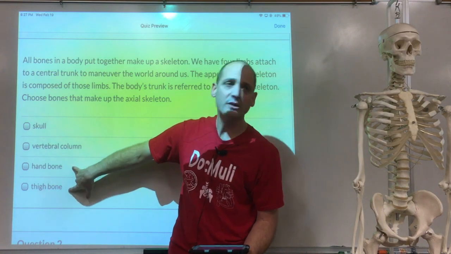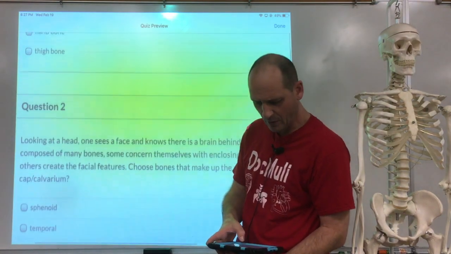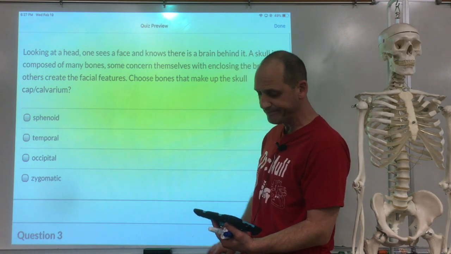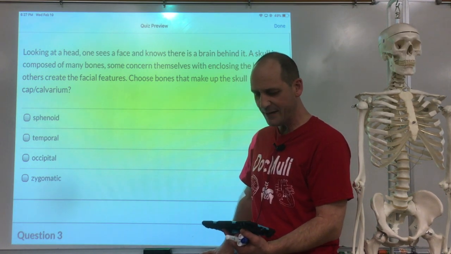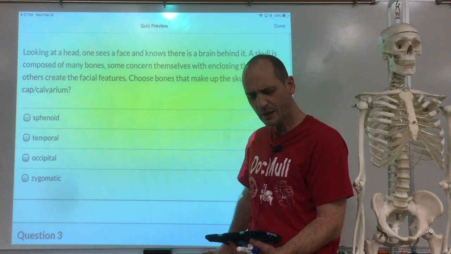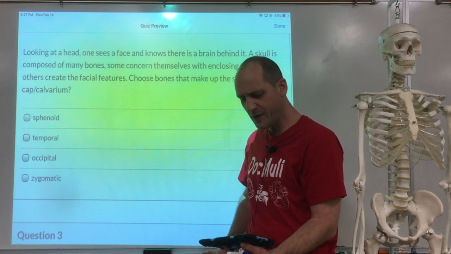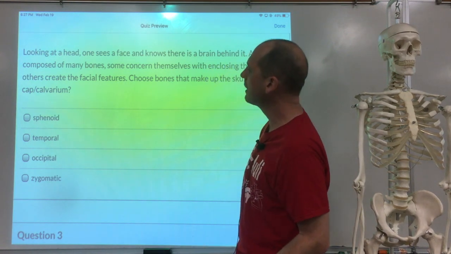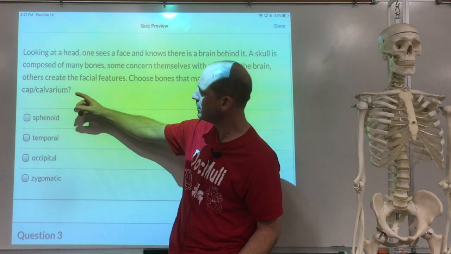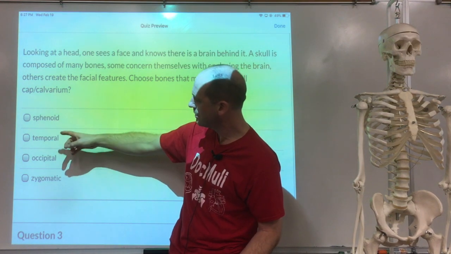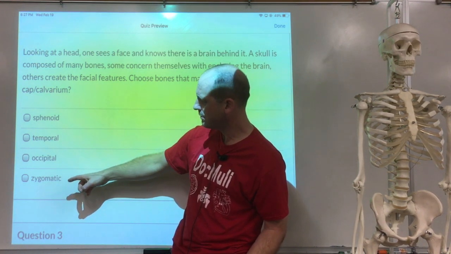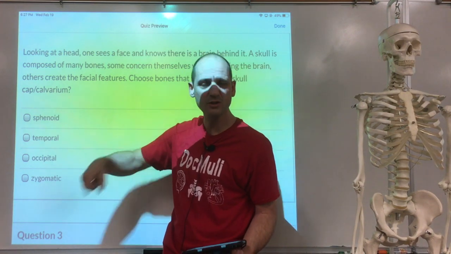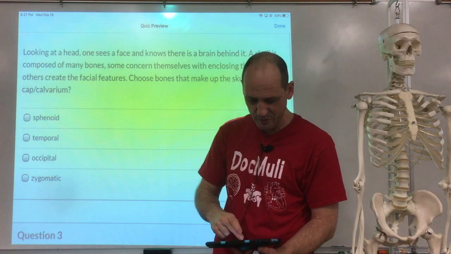Good. Not the extremities. Looking at the head, one sees a face, a nose, and there is a brain behind it. That's right. The skull is composed of many bones. Some concern themselves with enclosing the brain. Others create facial features. Choose the bones that make up the skull cap, the calvarium. All of them. Which ones? Not the cheekbone. Zygomatic is the cheekbone.